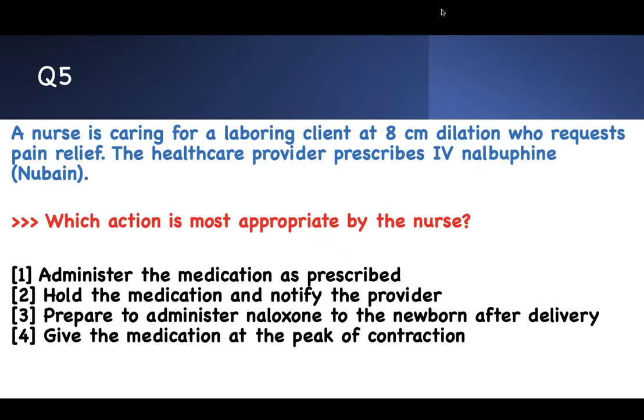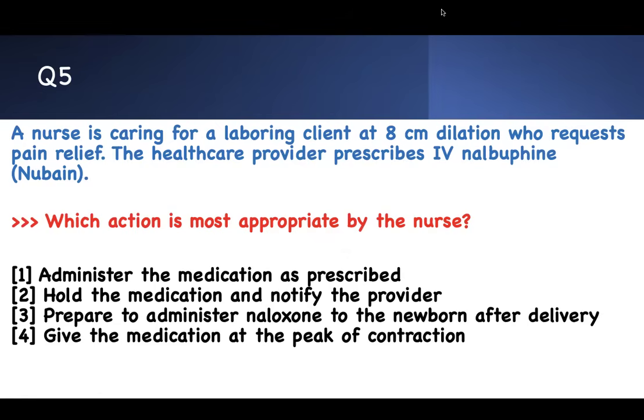The most appropriate. Think about it. Administer the medication as prescribed. The nurse has to think about it. Hold the medication and notify the provider. Do you think she should do that? Prepare to administer naloxone to the newborn after delivery. Give the medication at the peak of contraction. Stop the video. Let me give you content. But before that, 5 questions. I know you answered 4 out of 4 because you were adapting this, and clap for yourself.